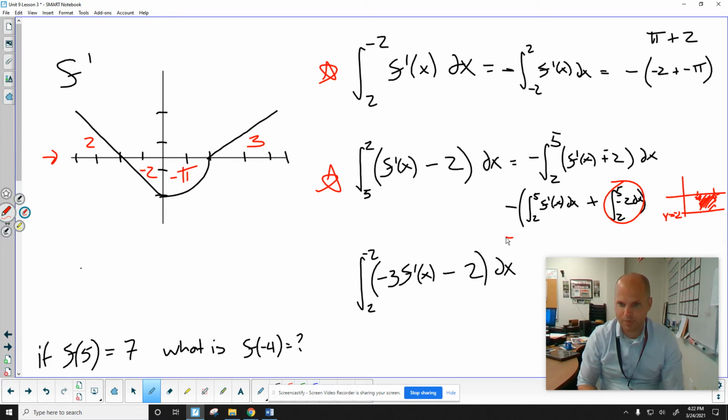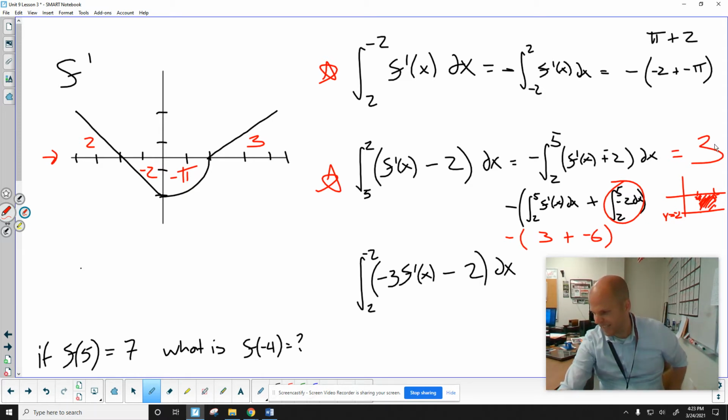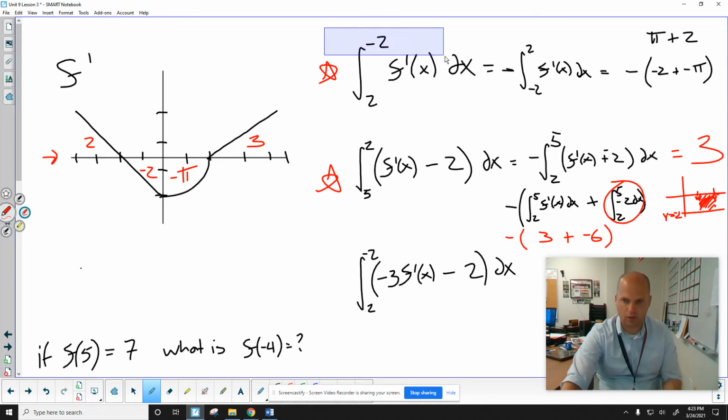So I got the opposite of 2 to 5. I already know from here that is 3. This is -6. 3 plus -6 is -3. Take the opposite of it, I get the answer positive 3. Okay, so that's your goal, to get that positive 3. If you didn't do that, try it again. And then let's go to the last problem.